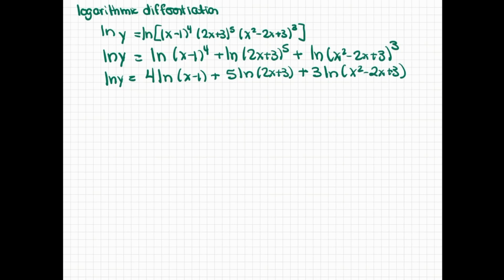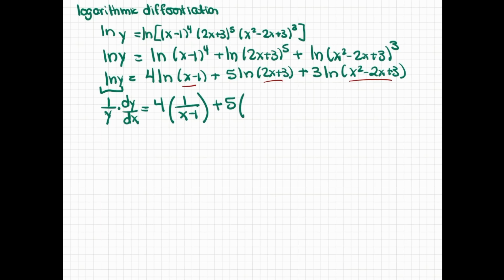Now we're going to take the derivative of both sides. So the derivative of ln y, remember, is just 1 over y times dy dx. And that's going to equal, now, for each one of these, x minus 1, 2x plus 3, x squared minus 2x plus 3, remember, the derivatives of those is just 1 over the original function. So if we have 1 over the original function, we are going to have 4 times 1 over x minus 1 plus 5 times, now we have to take the derivative of the inside.